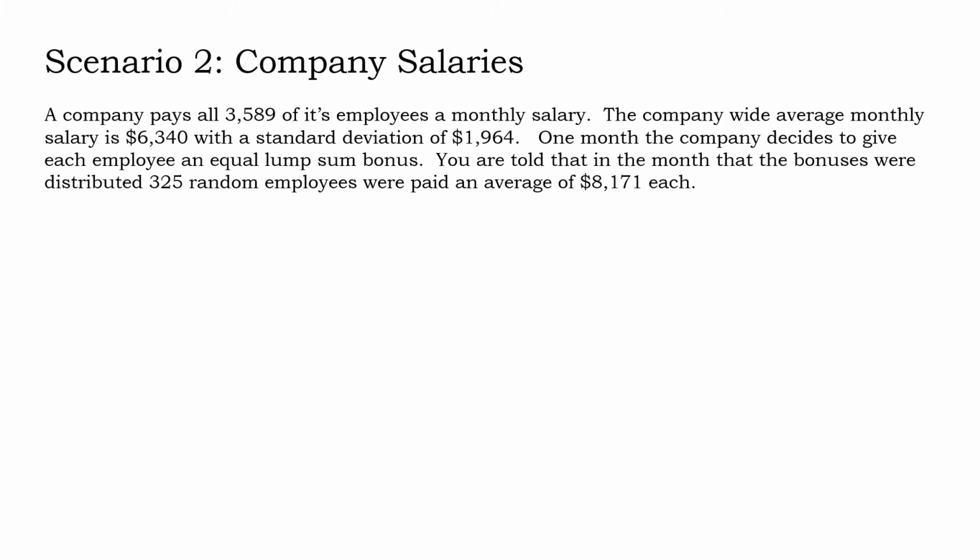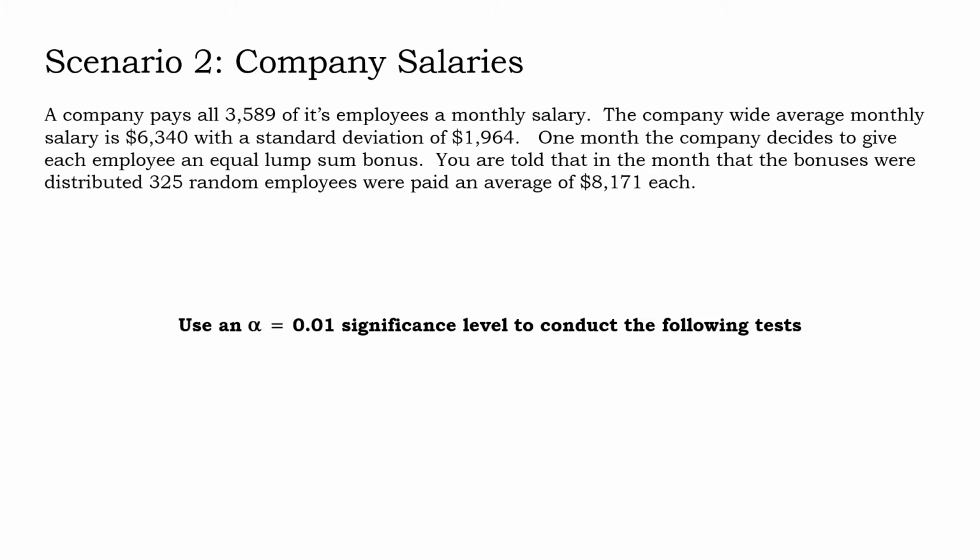One month the company decides to give each employee an equal lump sum bonus. So everybody's going to get the exact same amount added to their check. The only thing we know is that in the month that the bonuses were distributed, 325 random employees, so that's a sample of the 3,589 total employees, were paid an average of $8,171 each. So this is what we know.